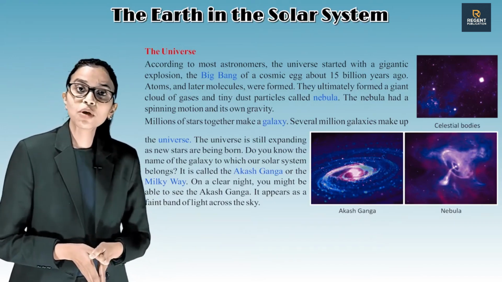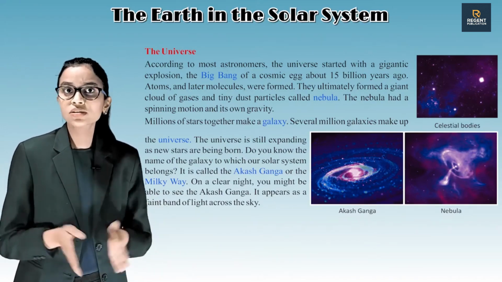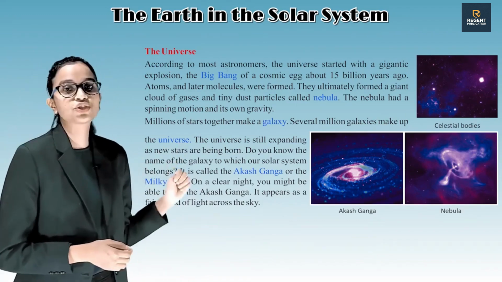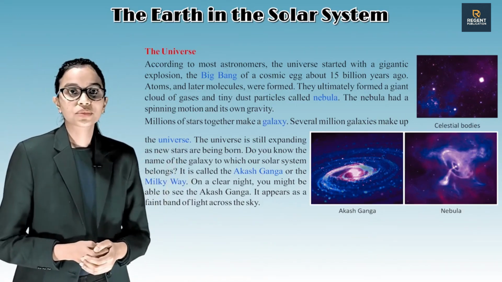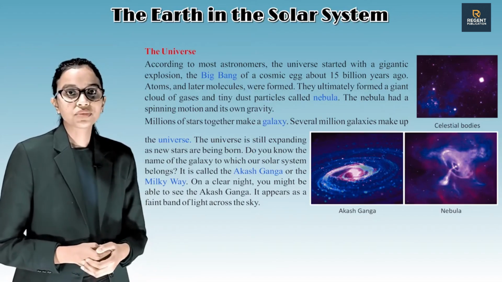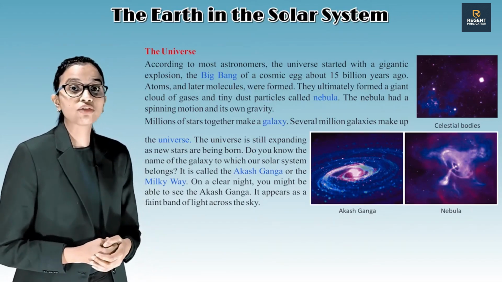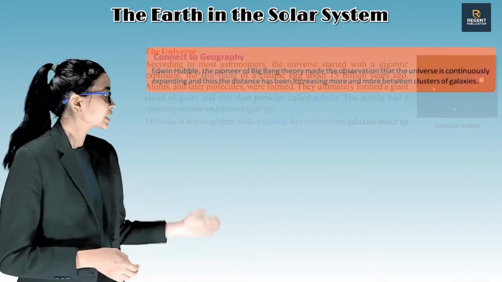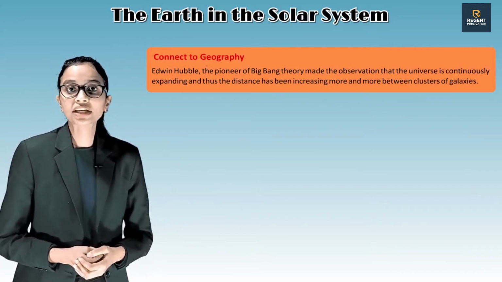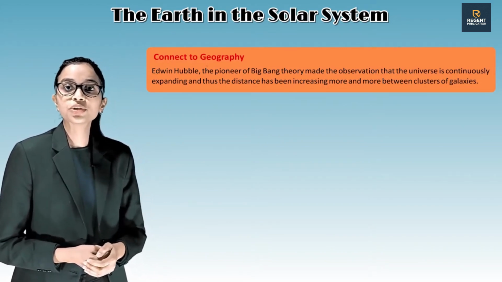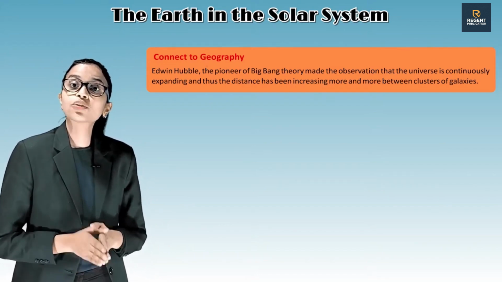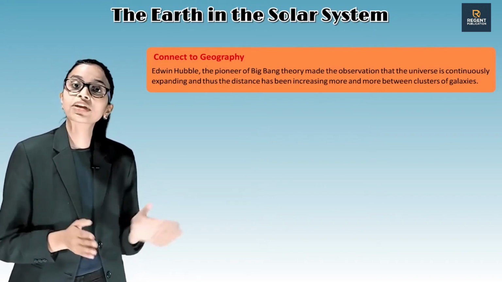Do you know the name of the galaxy to which our solar system belongs? Yes, it is called the Akash Ganga, as you've seen in the pictures, or the Milky Way. On a clear night, you might be able to see the Akash Ganga. It appears as a faint band of light across the sky. Connects to geography. Edwin Hubble, the pioneer of the Big Bang theory, made the observation that the universe is continuously expanding, and thus the distance has been increasing more and more between clusters of galaxies.